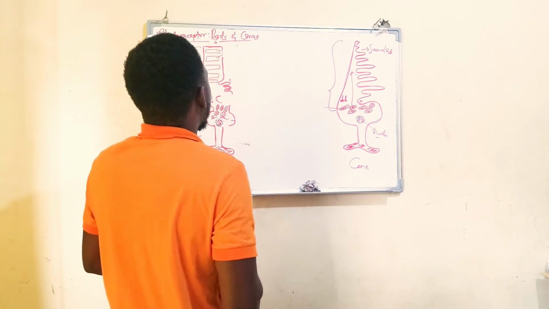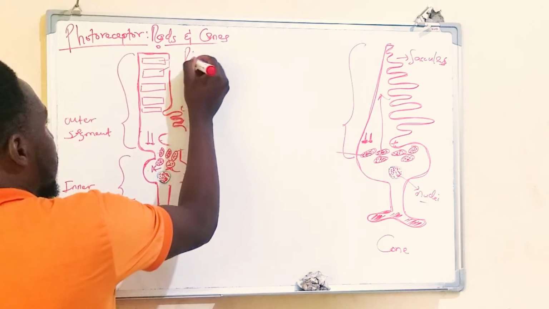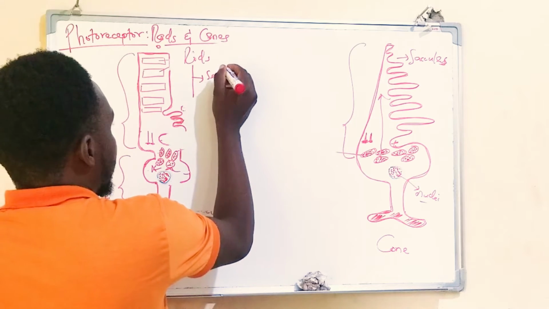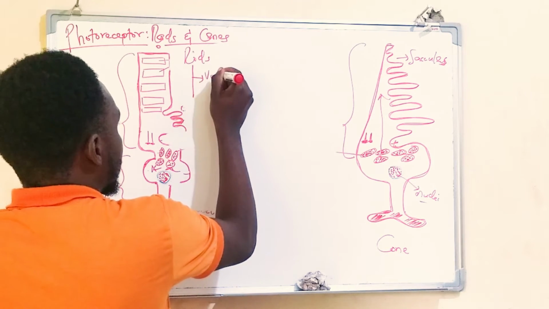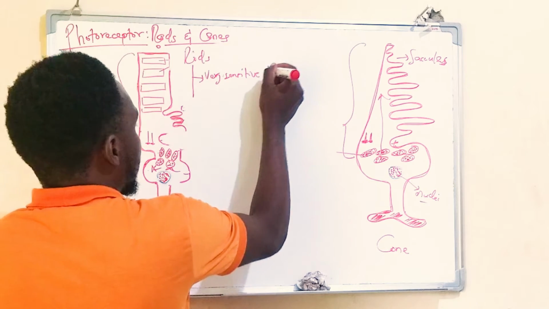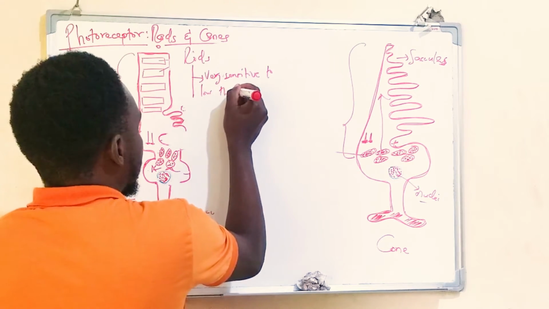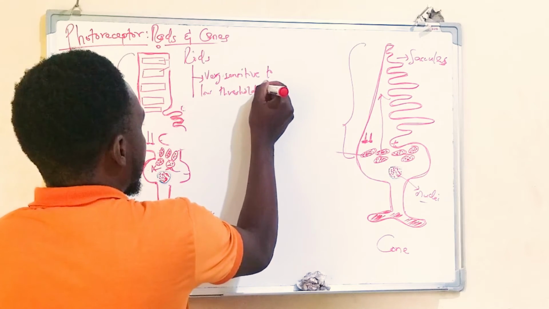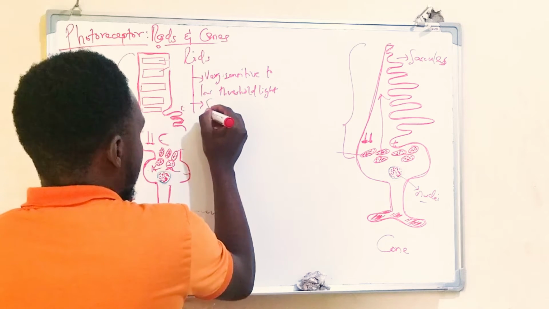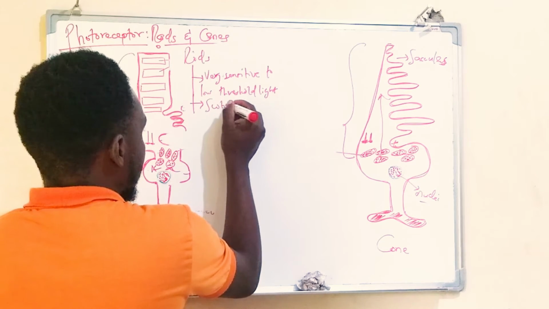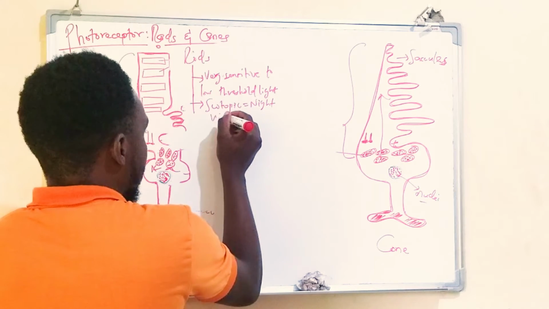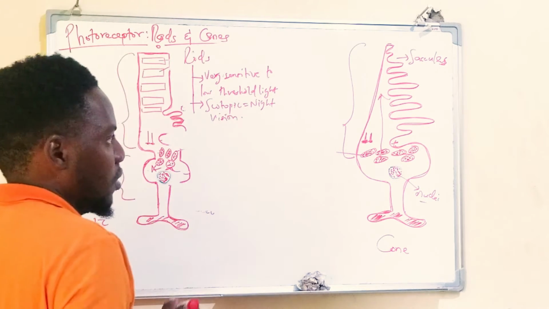Now, the rods are very sensitive to low threshold light. So they are used for scotopic or night vision. Scotopic vision or night vision.